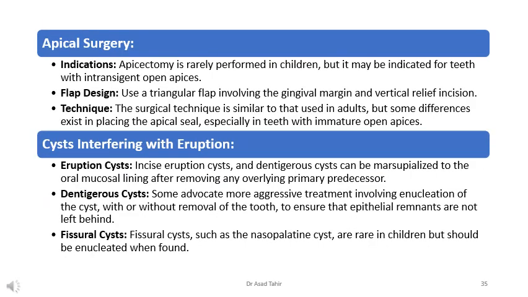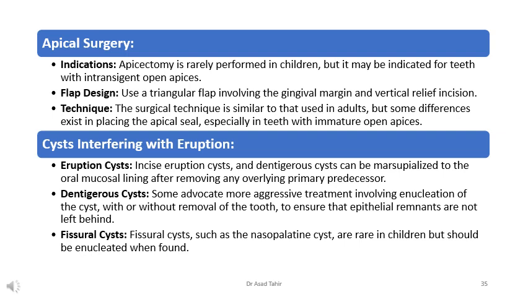Apical surgery. Indications. Apicectomy is rarely performed in children, but it may be indicated for teeth with intransigent open apices. Flap design. Use a triangular flap involving the gingival margin and vertical relief incision. Technique. The surgical technique is similar to that used in adults, but some differences exist in placing the apical seal, especially in teeth with immature open apices.